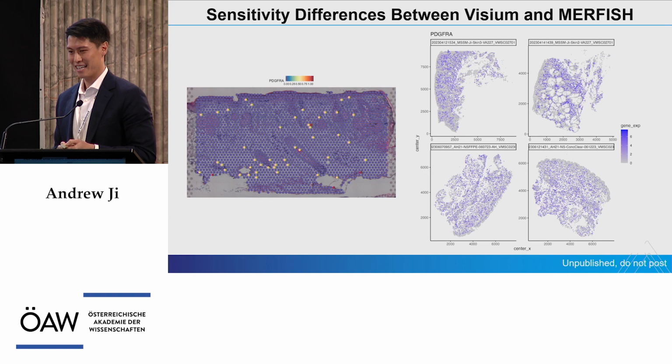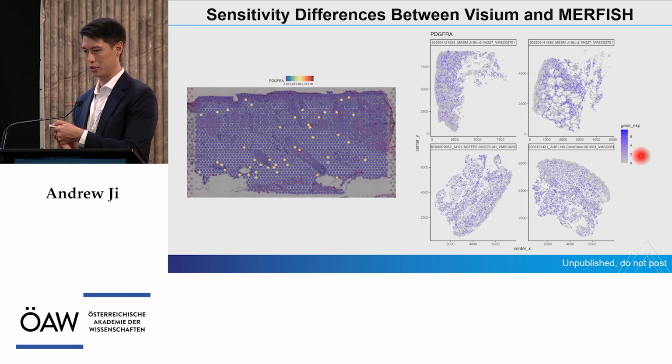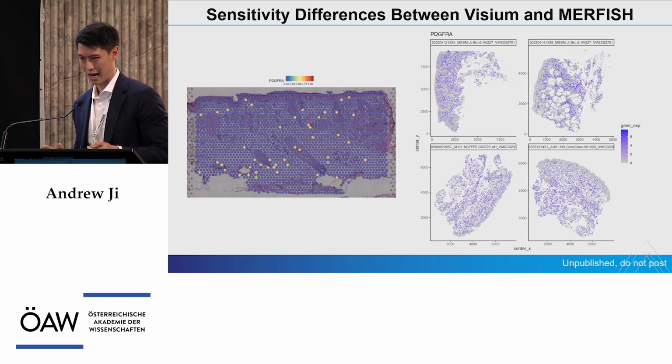PDGFRA is a known fibroblast marker. Its expression is expected to be quite high in the dermis, where we know fibroblasts reside. But you can see in the Visium data, most of these spots actually register zero counts of PDGFRA. So this is really a limitation in the sensitivity of this particular technique to recover PDGFRA transcripts. But on the right, you can see across these four tissue sections, we're seeing much better capture of PDGFRA across the entire dermis, where we know that fibroblasts are located throughout the tissue.